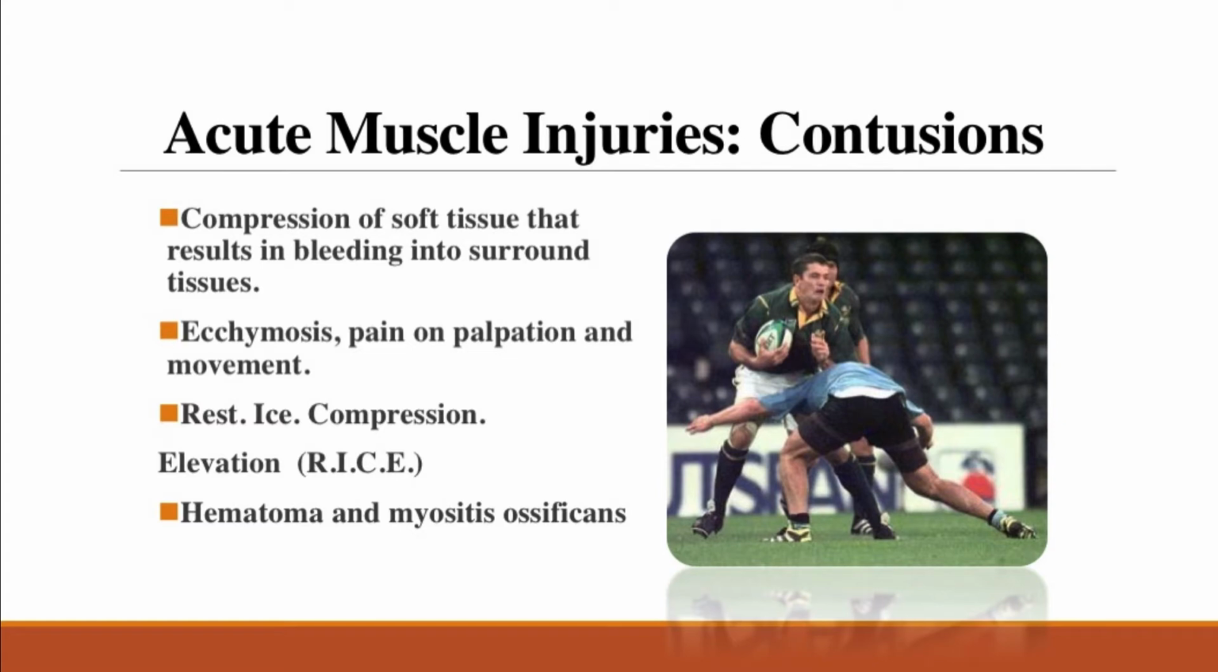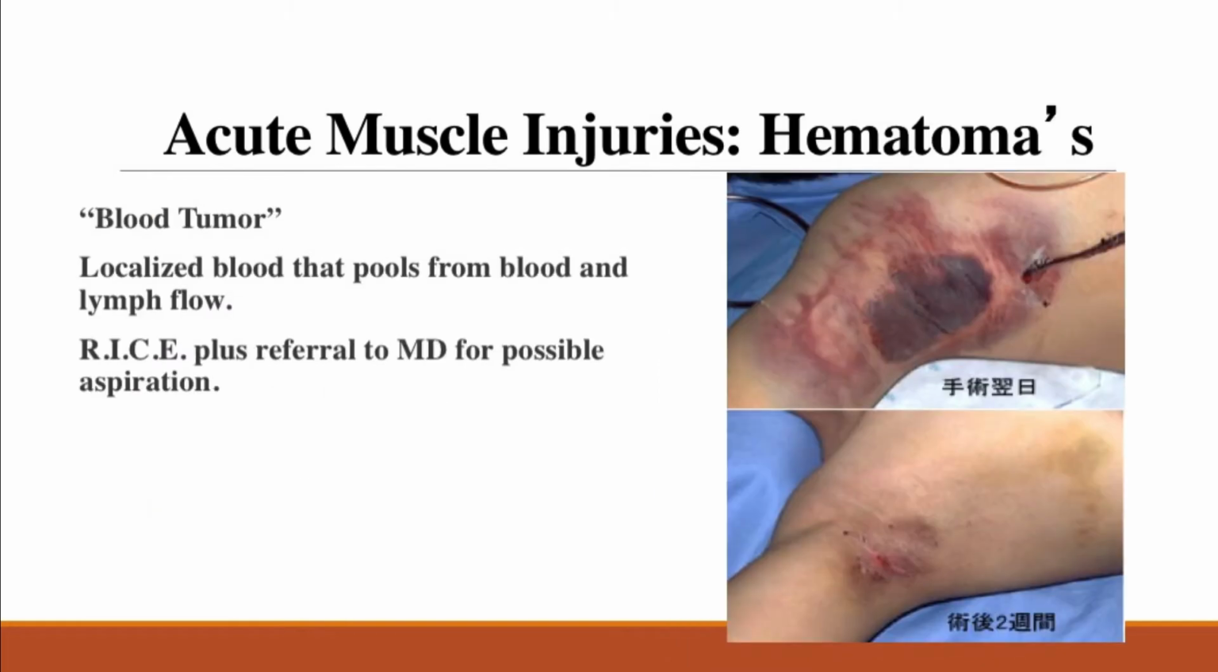A severe contusion can result in a hematoma, with a further complication known as myositis ossificans. Please refer to the next slide for additional information. A hematoma is known as a blood tumor. Instead of the blood dispersing throughout the tissues as in a contusion, the blood in a hematoma pools. As a result, the athlete will have a localized pooling of blood, as shown in this picture.